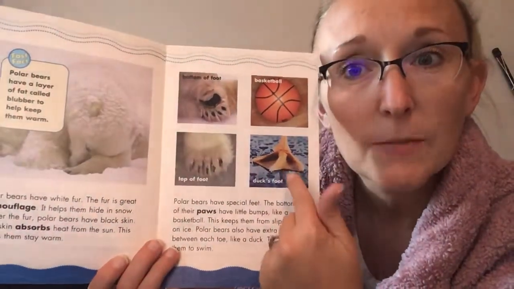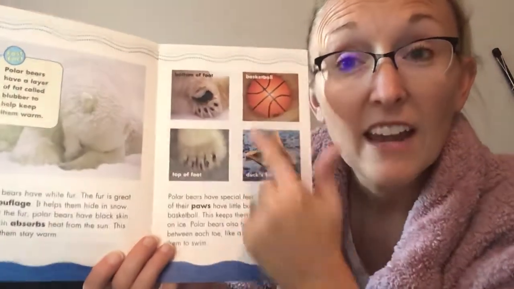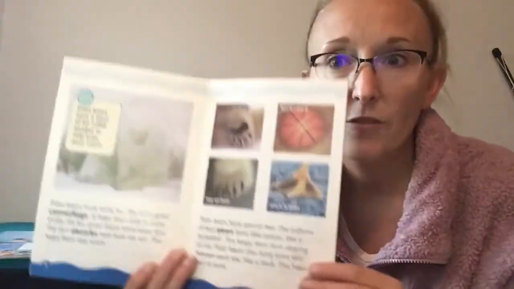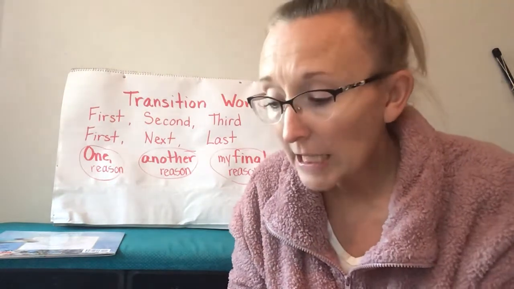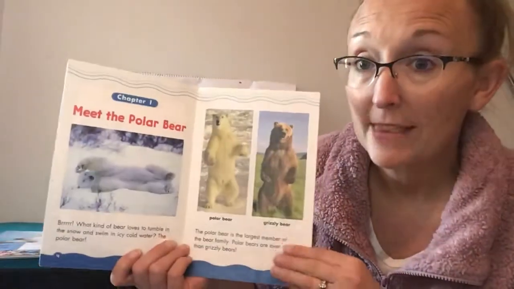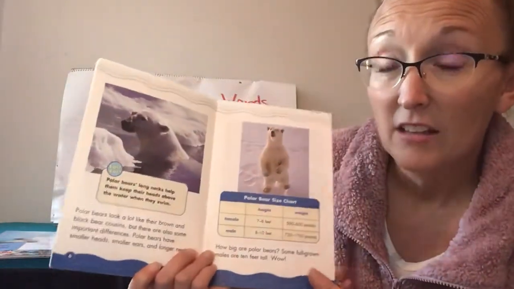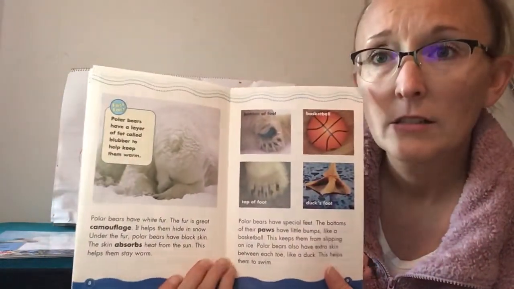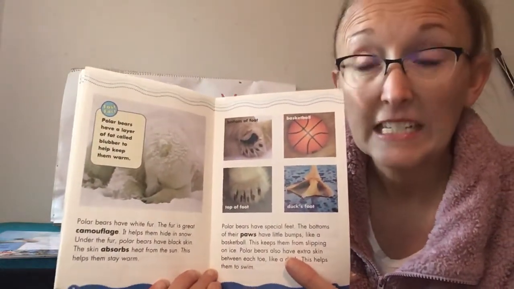See how it shows this picture to help you understand what's going on their foot, right? That adds lots of detail. Really helps me understand. Okay, so that's the end of this chapter. So what I really learned in this chapter, Meet the Polar Bear, I learned about how big they are compared to a grizzly bear. I learned about how their heads are shaped, right? Learned about how big they are again. I learned about their fur. And then over here, I also learned about their feet, right?